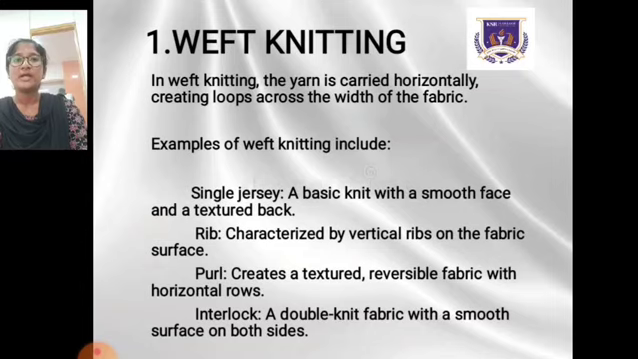Next, rib. Rib is characterized by vertical ribs on the fabric surface. Purl creates a structured, reversible fabric with horizontal rows. Interlock is a double knit fabric with a smooth surface on both sides.